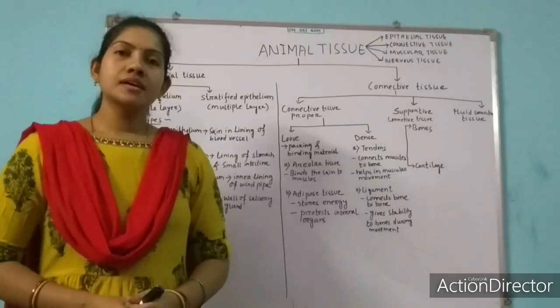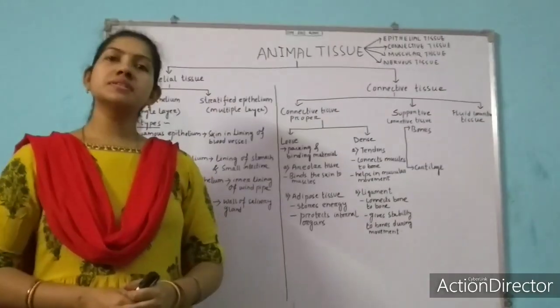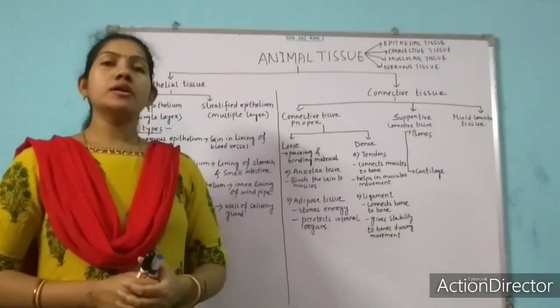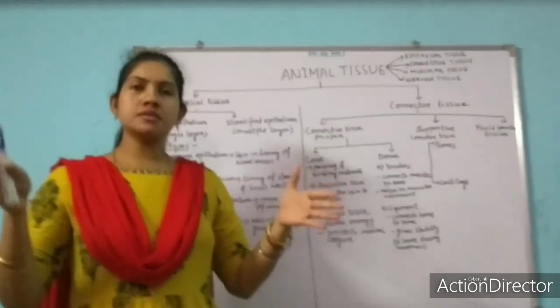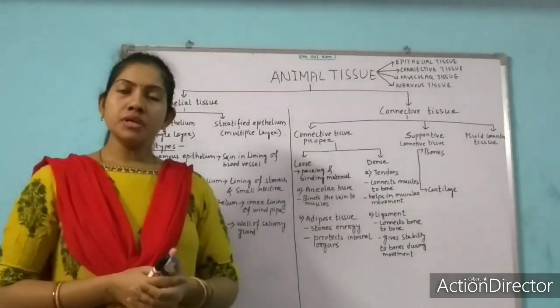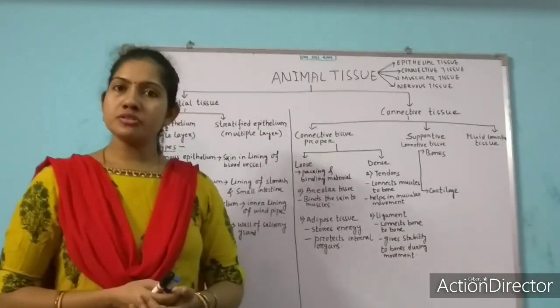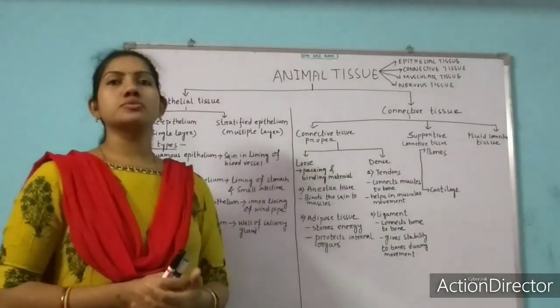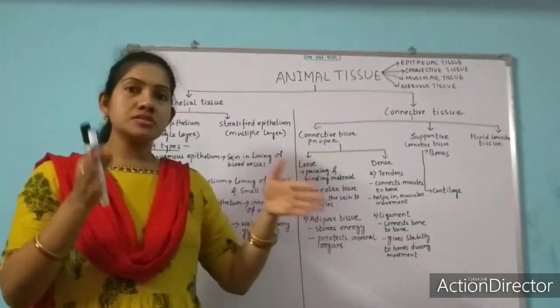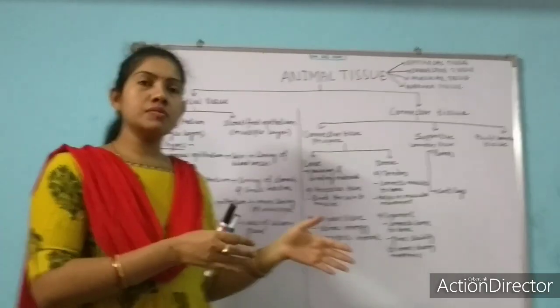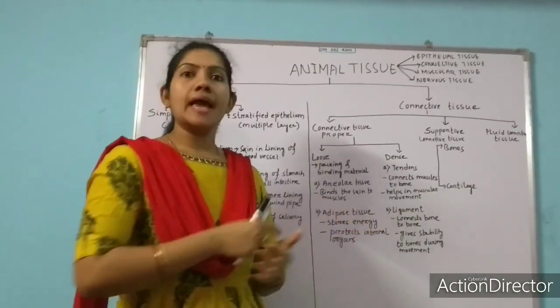Hello students. In our earlier class we discussed plant tissue and some subdivisions of plant tissue. So today we will go to our next topic, that is animal tissue. As we have discussed the divisions of plant tissue, here also we will discuss the divisions of animal tissue.